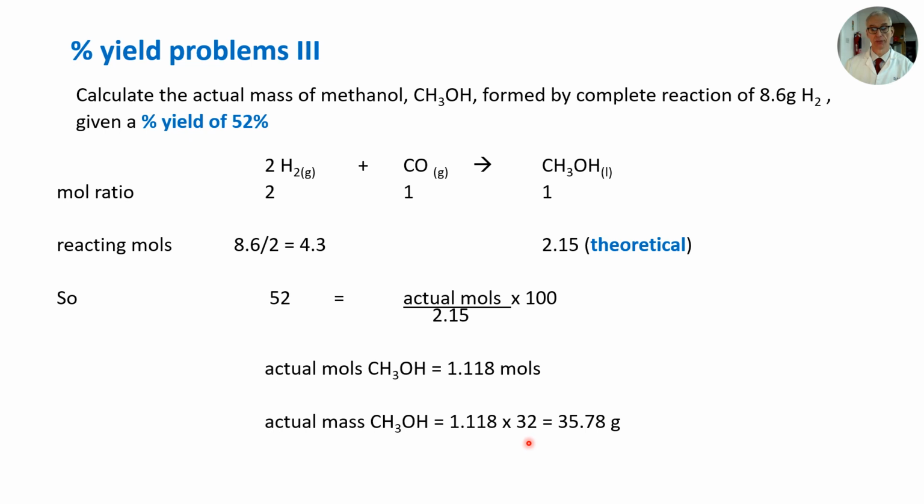of methanol. So it all centers around this equation here. Percentage yield is actual moles divided by theoretical moles times 100. As long as you know 2 of the components, you can solve for the third.